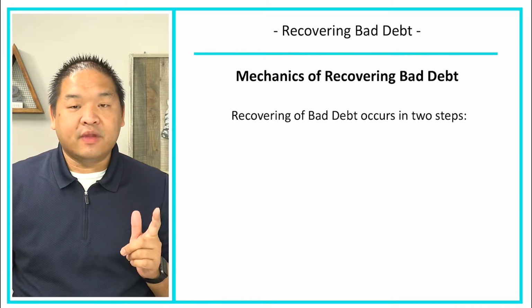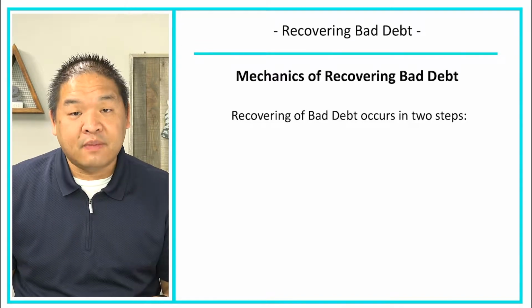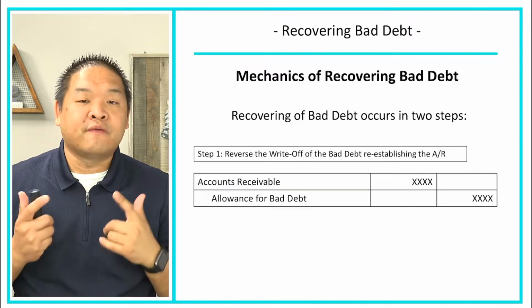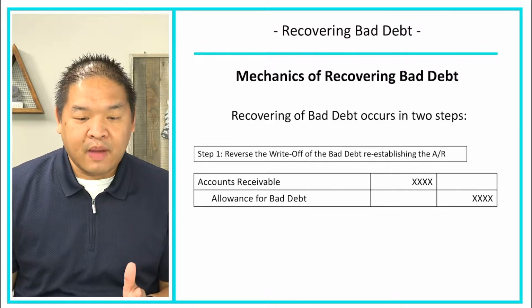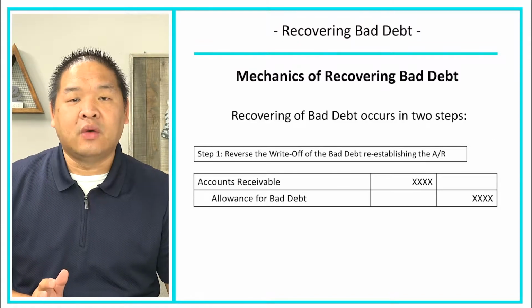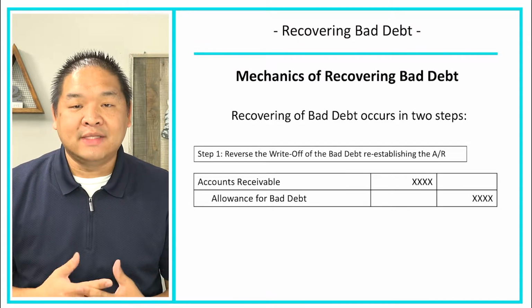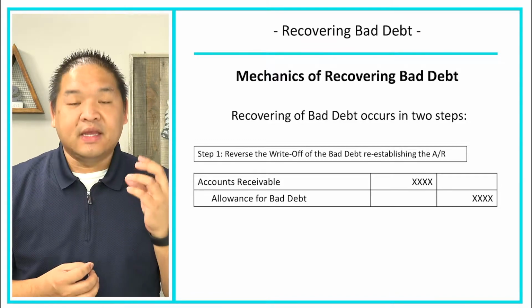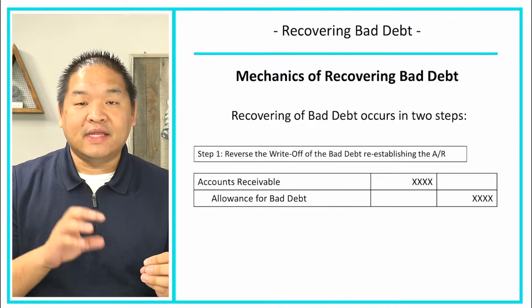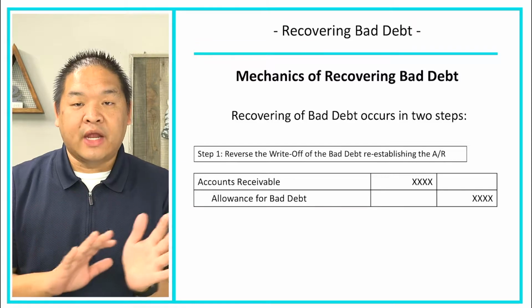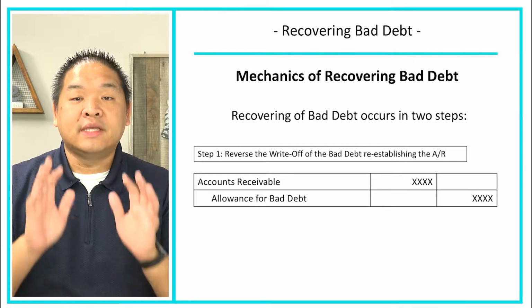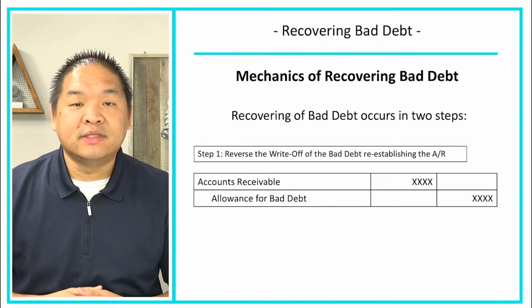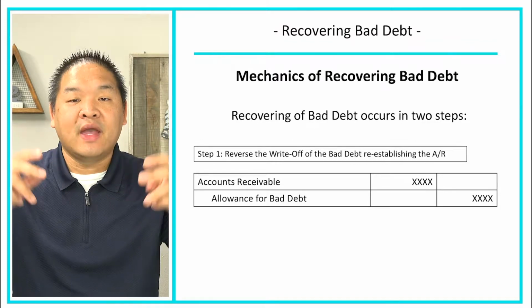When we do recover the bad debt, we've got two steps. The first step is that we need to reverse the write-off. If you remember, a couple of lessons ago, we said that when we write off the bad debt, we would debit the allowance for bad debt and credit the accounts receivable because we're writing off the receivable.